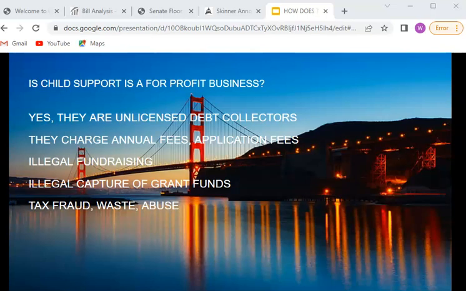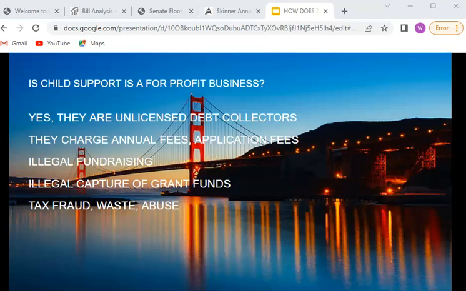So it is a for-profit business, a debt collection company, unlicensed. I've never seen their paperwork. They refuse to show it to me. So I can't say that it doesn't exist, but the fact that they're not willing to share public information might be an indication that it doesn't exist. These are public agencies that are using tax dollars and they're denying the public their records for inspection. So yes, they're unlicensed debt collectors until proof has been shown.